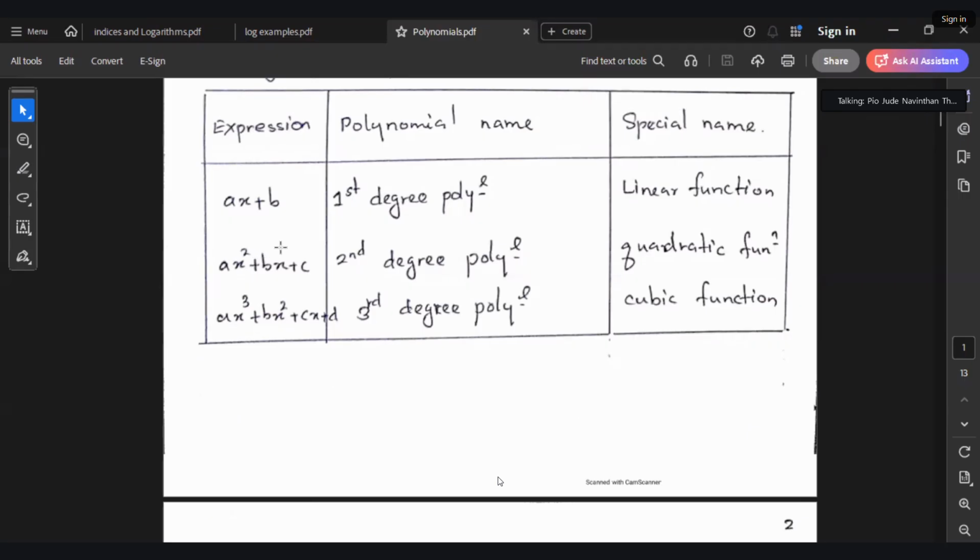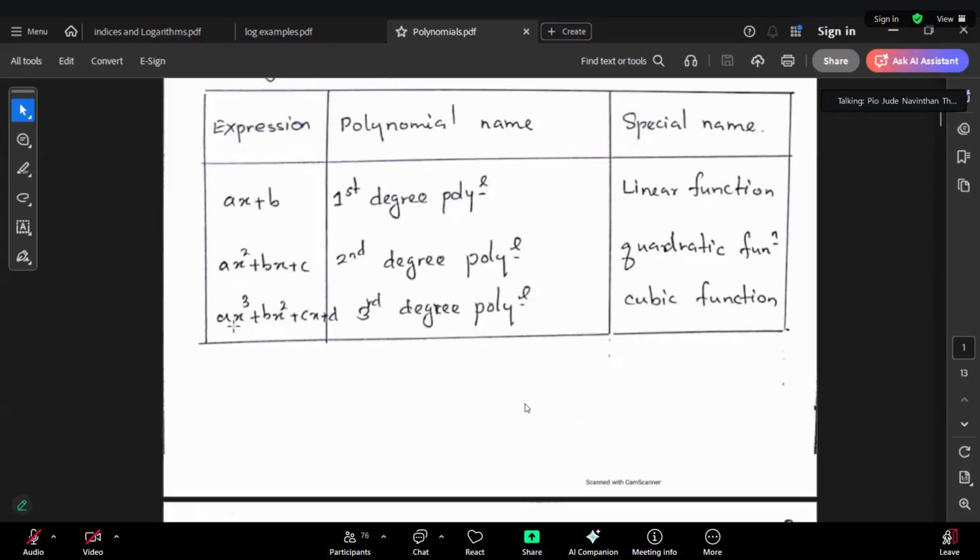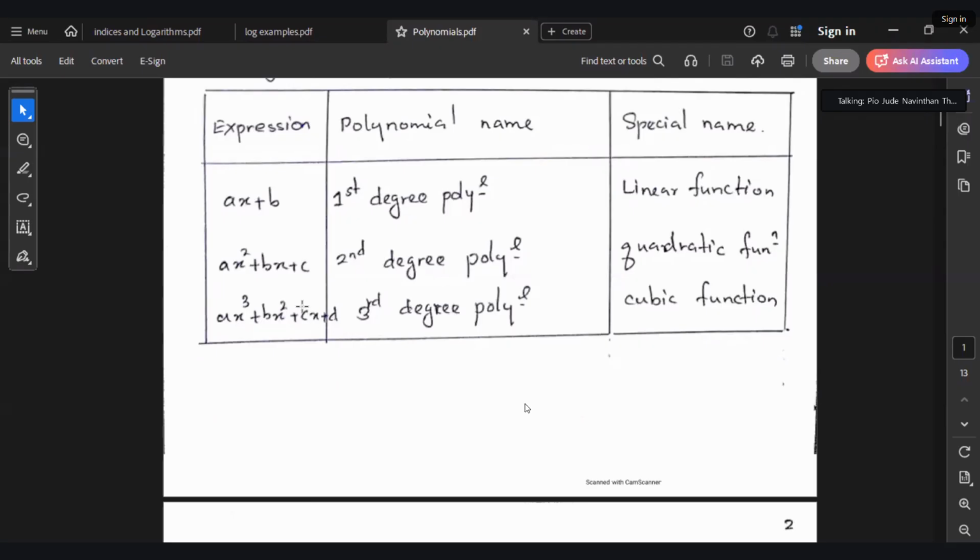So quadratic equation. And if we have 3, ax cube plus bx square plus cx plus d, this is a third degree polynomial. And we can say cubic. X cube is there. So x to the power 3, we are saying x cube, x square like that. So x cube, you can memorize it, cubic function, right? So these are the simple polynomials.